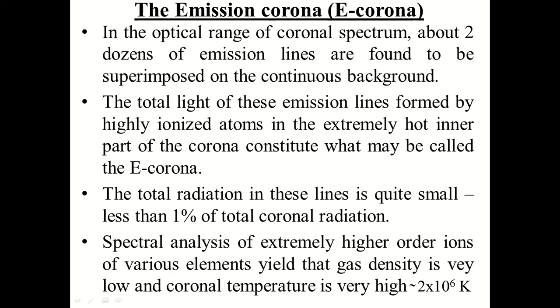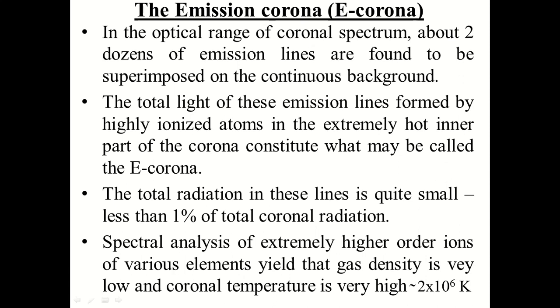The total light of these emission lines formed by highly ionized atoms in the extremely hot inner part of the corona constitute what may be called the E corona. The total radiation in these lines is quite small. It is less than 1% of the total coronal radiation. So if you consider the total spectrum of the corona, only less than 1% of spectral lines is from the emission part.